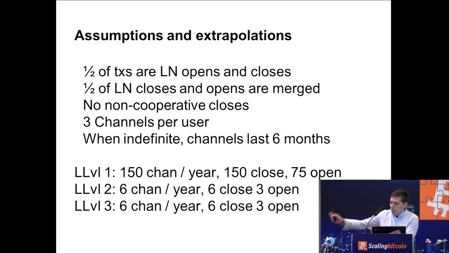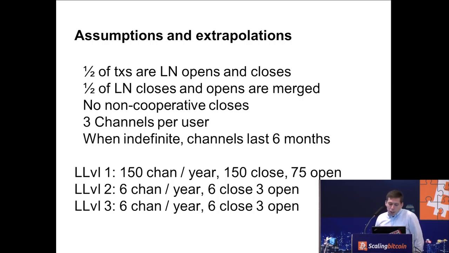Say, Alice has a channel with Bob, and she says, hey Bob, I want to open a channel with Carol instead. Make that into one transaction, the Bob to Carol channel switch on the blockchain. And I also assume there are no non-cooperative channel closes, which are quite a bit larger in size, but should hopefully be a rounding error, a fraction of a percent of channels actually ending uncooperatively. That's still going to happen, but it's pretty rare.